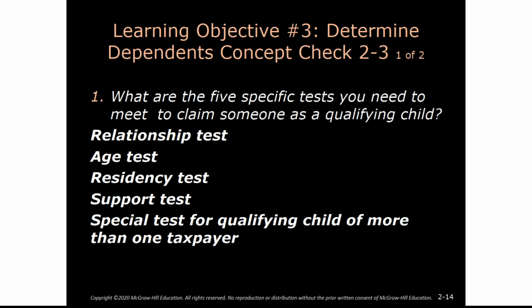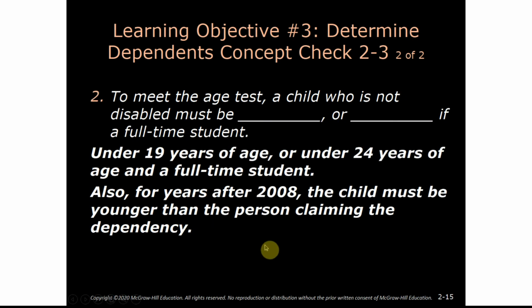So just to review, what are the 5 specific tests you need to meet to claim someone as a qualifying child? We talked about the relationship test, age test, and residency test, as well as the support test, and then the special test for a qualifying child of more than one taxpayer. To meet the age test, a child who is not disabled must be, as I said earlier, under 19, or under 24 and a full-time student. If the child is disabled, then oftentimes this age requirement is waived. Also, for years after 2008, the child must be younger than the person claiming the dependency. Before 2008, that was not the case, but now this is another requirement.